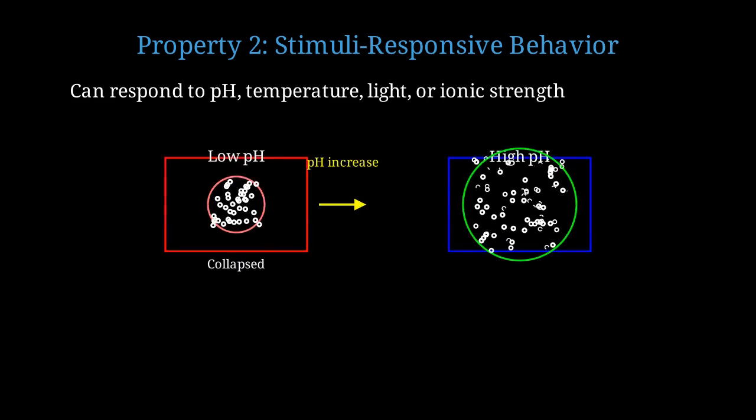Here's an example of pH-responsive behavior. At low pH on the left, the hydrogel microparticle is in a collapsed state with minimal water content. As pH increases, ionizable groups become charged, creating electrostatic repulsion that causes the particle to swell dramatically.